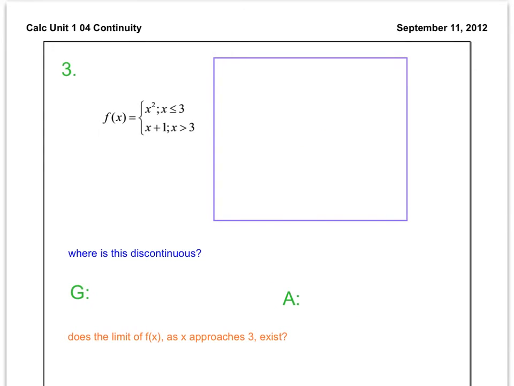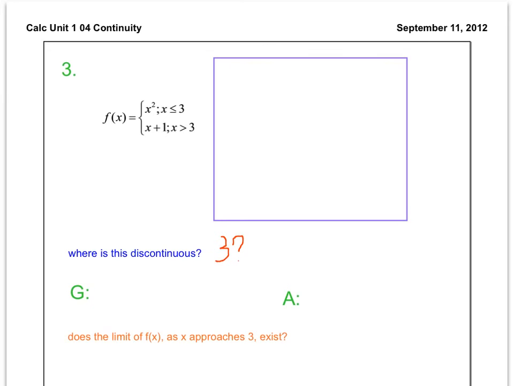Example 3 is a piecewise function, but in both of the pieces we don't have a problem area. That is to say, there's no denominator. So what are we going to worry about? We're going to worry about the join point, x equals 3, and our question is, is the value from the left equal to the value from the right? So where is this discontinuous? Is it discontinuous at 3?